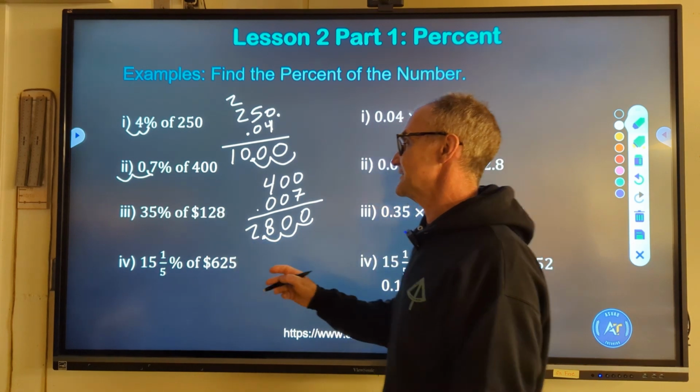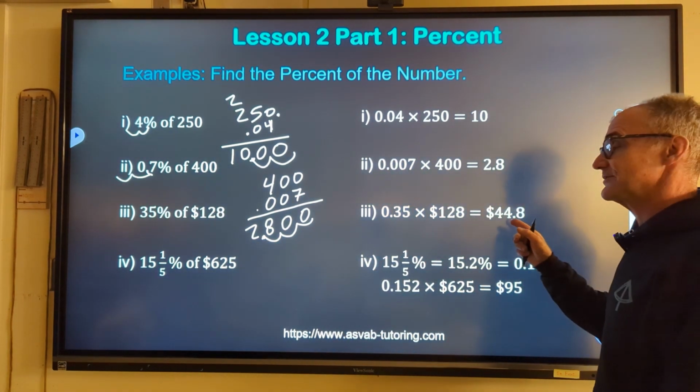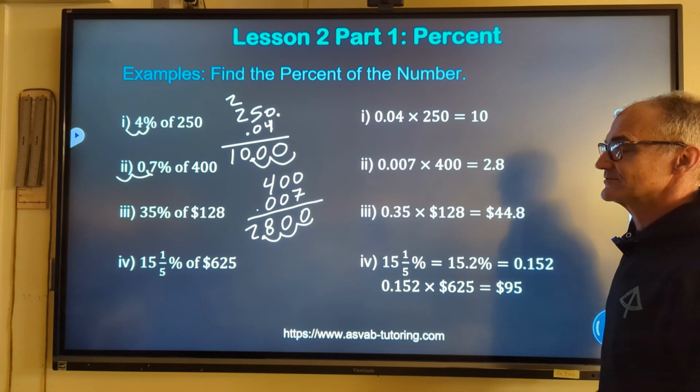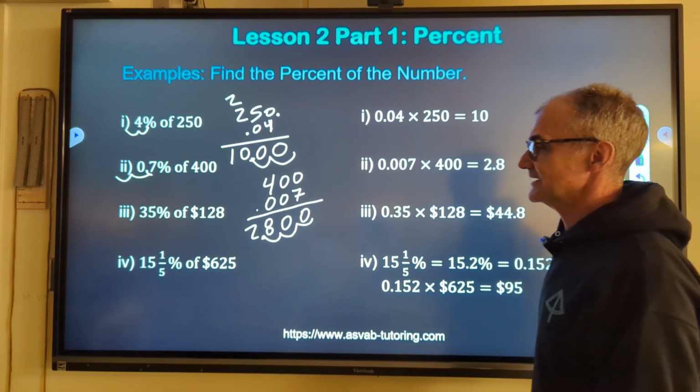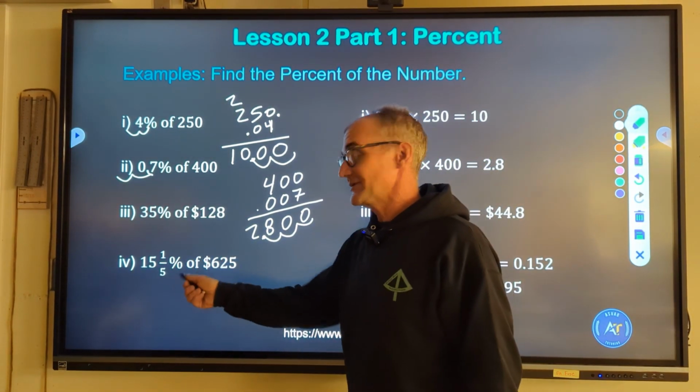35% of 128, same thing. That's going to give me 44.8. Decimal place is over 1, 2. 0.35 times 128.